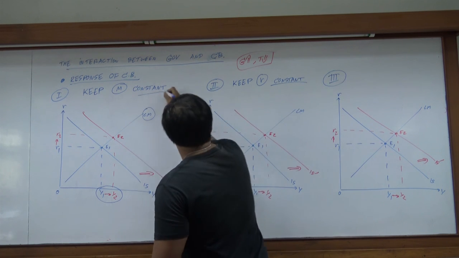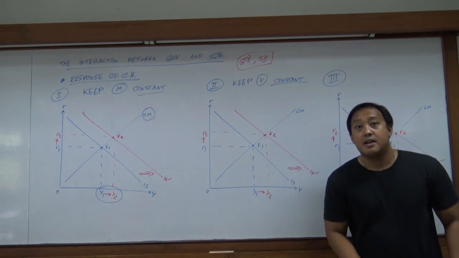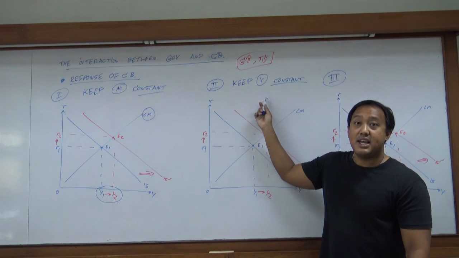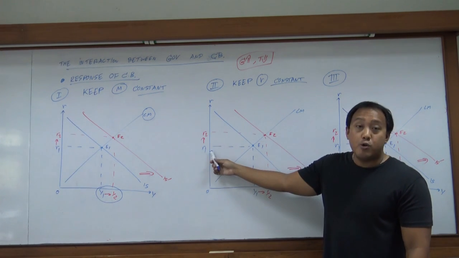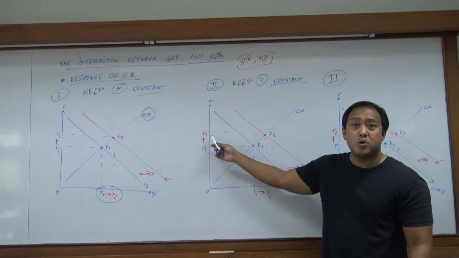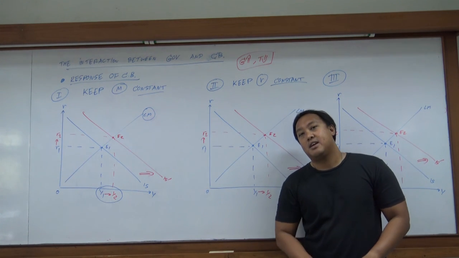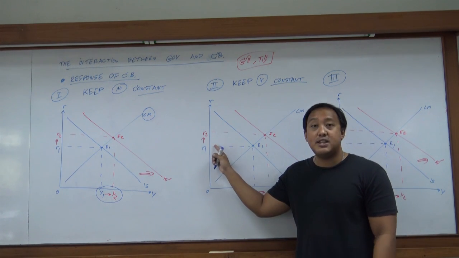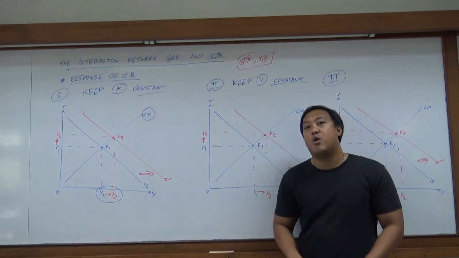Okay, keep the real interest rate constant. If the central bank uses this policy, the central bank may be thinking that the real interest rate increasing from R1 to R2 is too high for the economy.